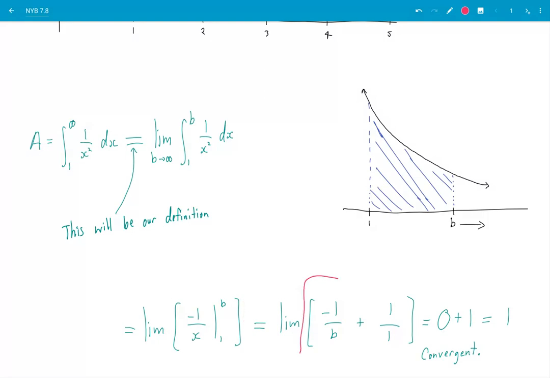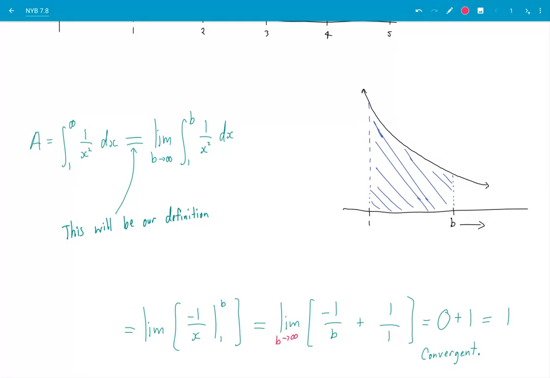Still no limit yet. I use my fundamental theorem of calculus. Double negative gives me a plus here. Now, finally, I can take the limit. You'll notice I don't write anything. I don't always write something, but maybe it's useful to put it here. So b is going to infinity. So this term is going to 0, leaving me with just this term. So I get 1.